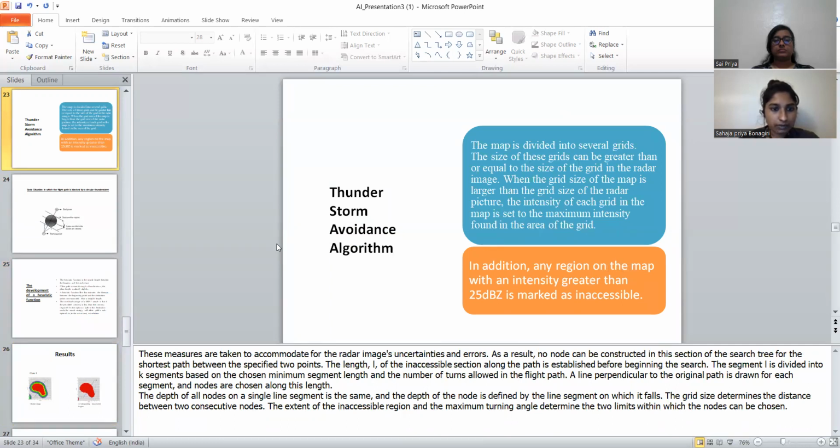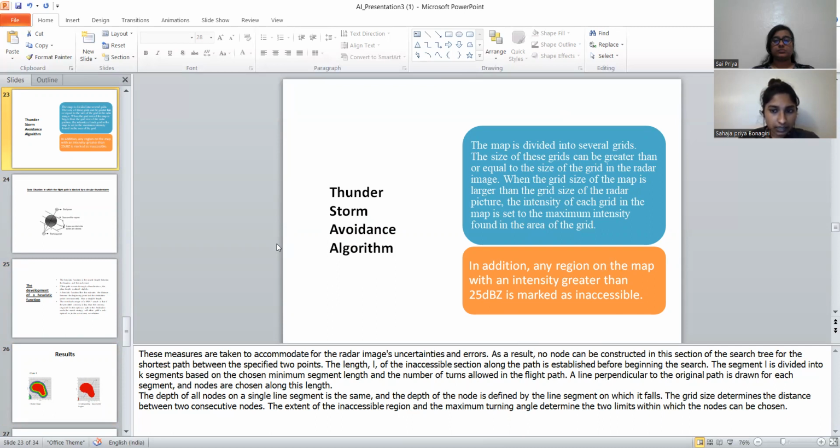So I would like to explain the thunderstorm avoidance algorithm. The steps involved are taken to make up for radar image uncertainties and errors. As a result, no node can be built in this part of the search tree to find the shortest path between the two points. A number called l1 is used to figure out the length of the part of the path that can be reached. This number is known before the search starts.